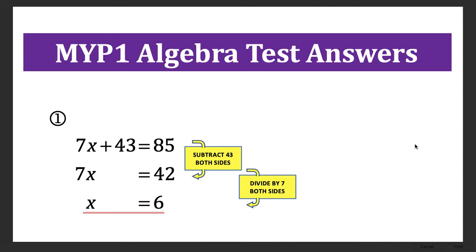Okay, here's a quick video explaining my MYP1 algebra test. 7x plus 43 equals 85. I'd like to get the x bit on its own. I'm going to subtract 43 from both sides to get 7x equals 42. And then I don't want to know what 7x's are. I want to know what 1x is on its own. So I'll divide everything by 7 and get x equals 6.